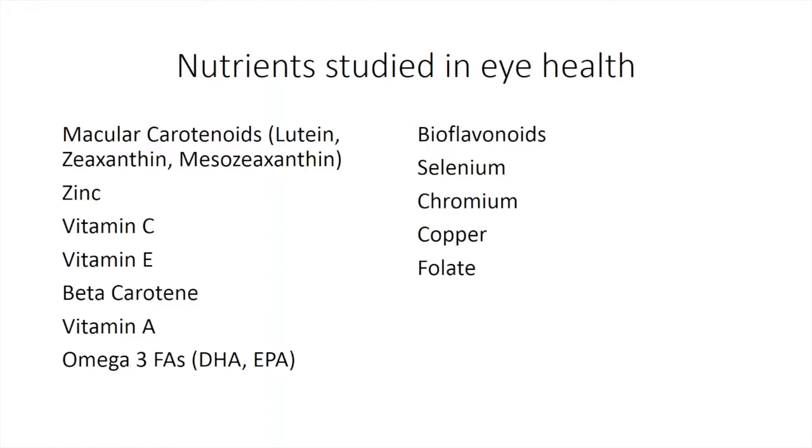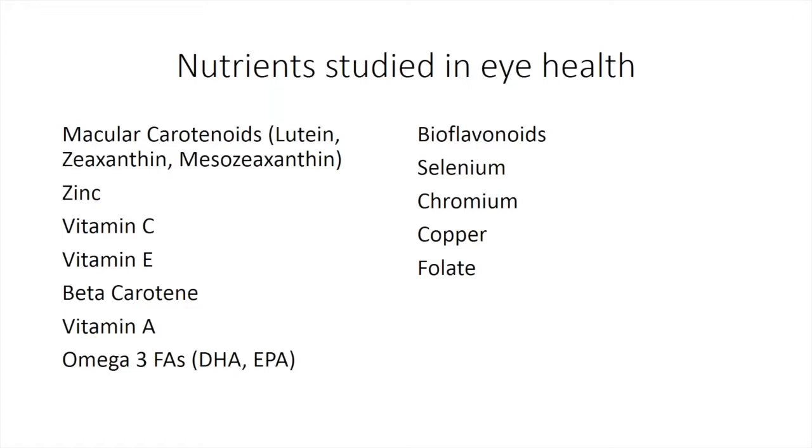I refer again to the macular carotenoids, and they accumulate in the macula that I showed you on the anatomy picture. And those are lutein and zeaxanthin. There's also something called mesozeaxanthin, which is an isomer of zeaxanthin. Zinc, vitamin C, vitamin E, beta-carotene. I'll share some information, which I think is interesting, about beware too much beta-carotene consumption, and I'll explain the reason why. Vitamin A, and then we have the omega-3 fatty acids, not essential fatty acids, of DHA and EPA, often written the other way around because that's the order of the elongation of the length of the carbon bonds.